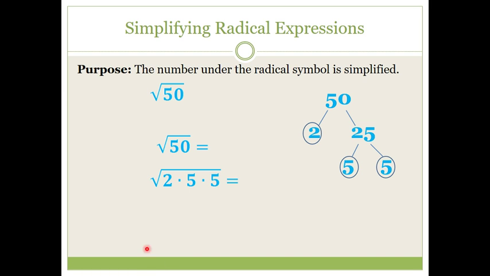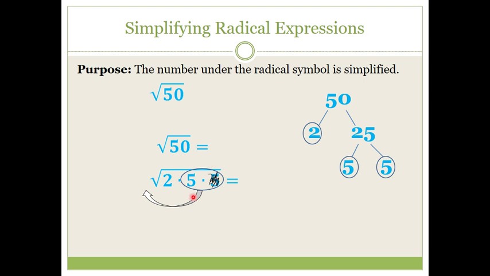Now what you're doing when you have a square root is you're looking for any pairs of numbers that you can find underneath the radical. In this case, we have a pair of 5s. So I'm going to grab the pair of 5s, I'm going to pull one of them outside the radical, and the other goes away.